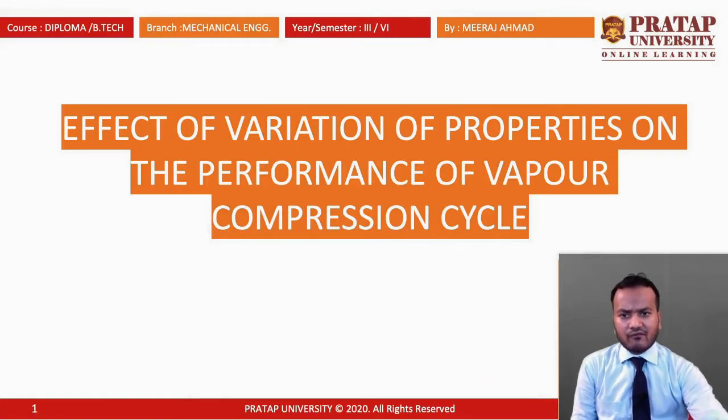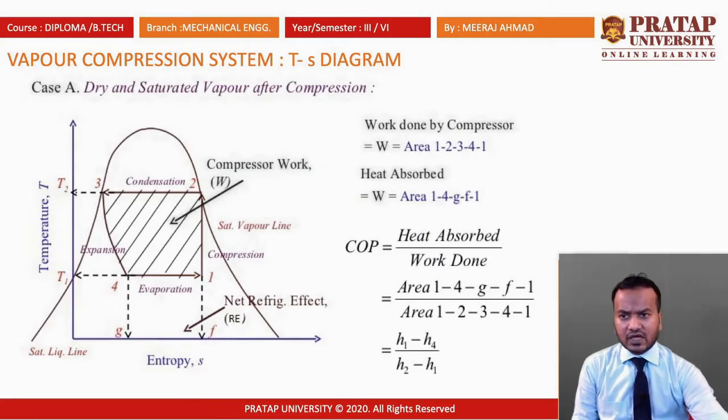Study the topic: effects of variation of properties on the performance of the vapor compression cycle. We already discussed the VC cycle, the simple VC cycle, the ideal cycle. Today we are going to discuss the effects on the performance of changing the property of the refrigerant. Before going to the effects, first we discuss how to draw the TDS diagram for different cases.